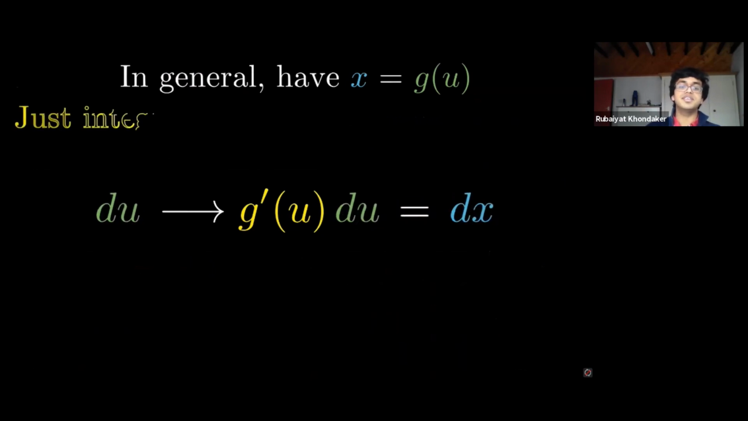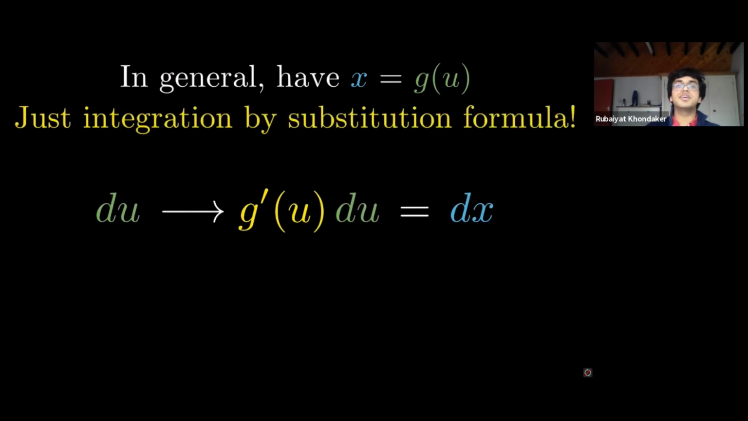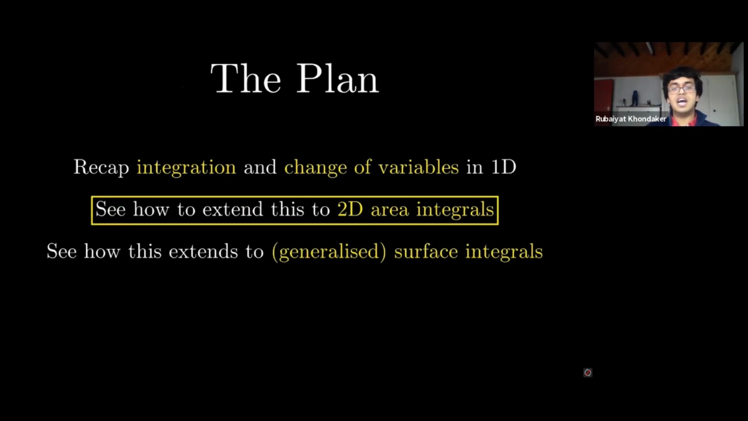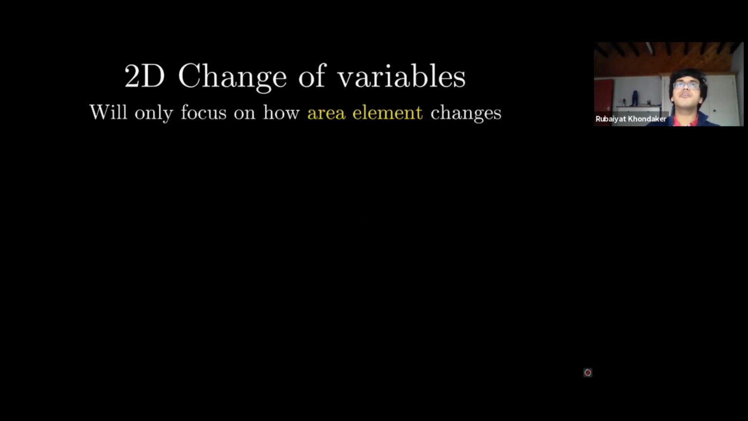And that is basically just the integration by substitution formula in one dimension. So now let's see how you can extend this to 2D area integrals. So we've got 2D change of variables. We're only going to focus here on how the area element changes, because again, it's pretty easy to figure out how the domain and the integrand change.